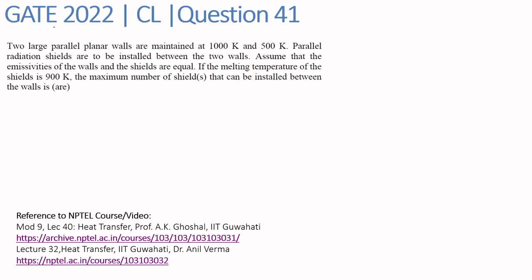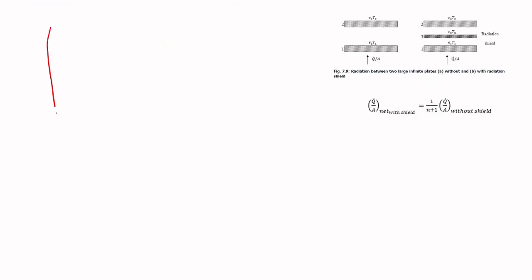So here we have been given two planar walls. Let's just call this wall 1, this is my wall 2. This is at 1000 Kelvin and this is at 500 Kelvin.